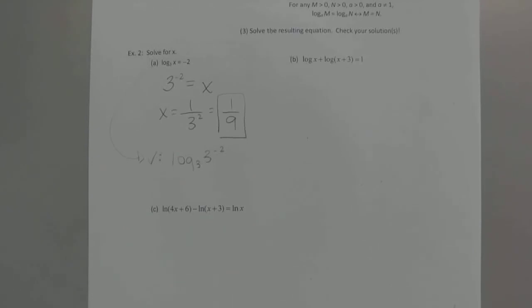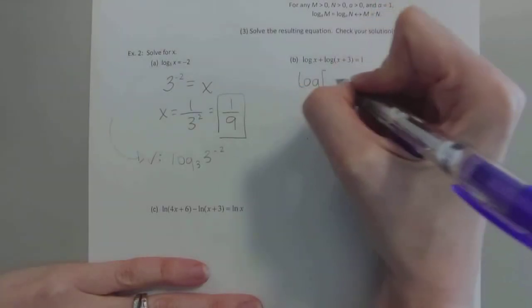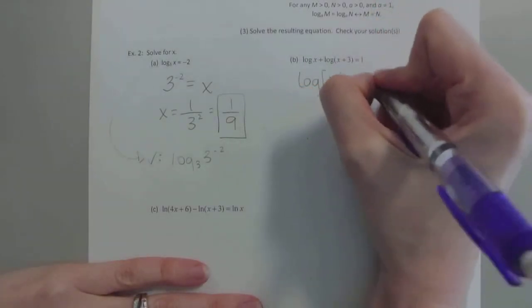Right, B. We don't want to deal with multiple logs. So what do we do? We use our rules from yesterday and take multiple logs and condense them to one log. So what's that going to turn into?